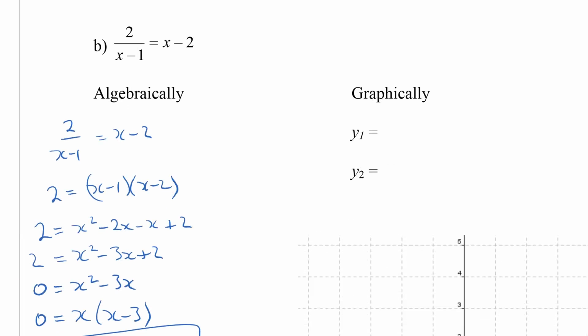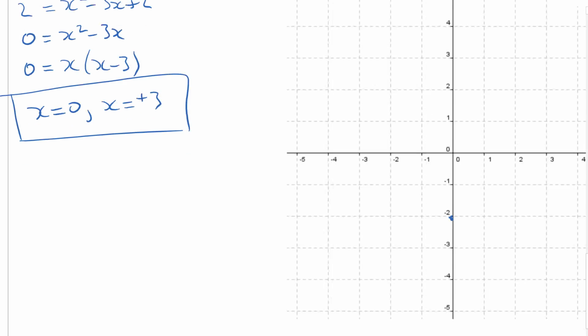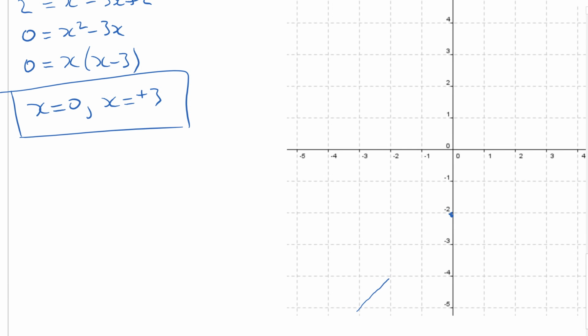Graphically now, same idea as before. I'm going to make the left-hand side, so 2 over x minus 1 will be my first line, and my second line will be x minus 2. You know what, I'm going to start with my x minus 2 because it's a bit easier to graph. It has a y-intercept of negative 2 and a slope of 1. So starting at negative 2 and a slope of 1, it's going to hit all those little intersection points. Oh, there I go. So something like that.